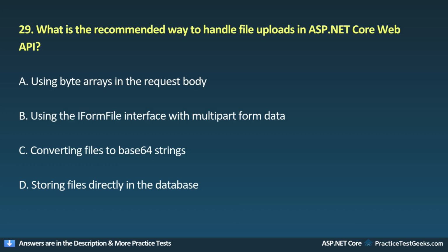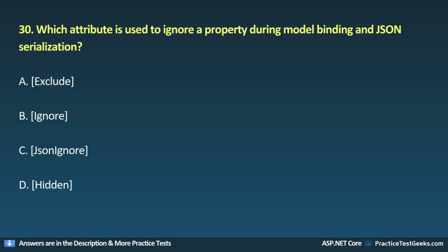A. Using byte arrays in the request body. B. Using the IFormFile interface with multipart form data. C. Converting files to base64 strings. D. Storing files directly in the database. 30. Which attribute is used to ignore a property during model binding and JSON serialization? A. Exclude. B. Ignore. C. JsonIgnore. D. Hidden.